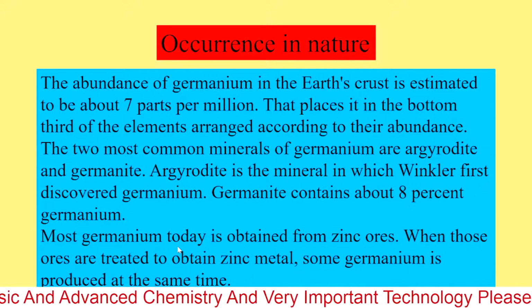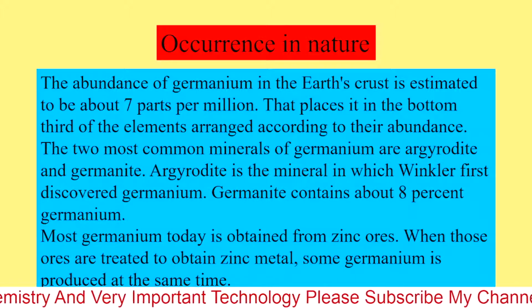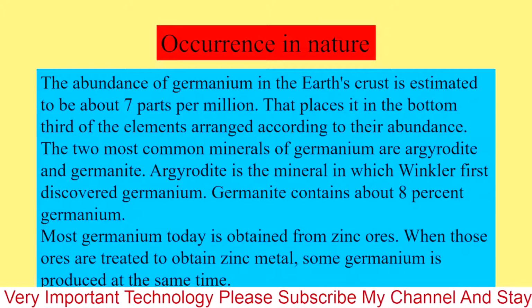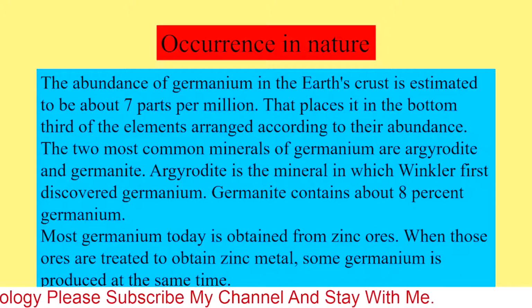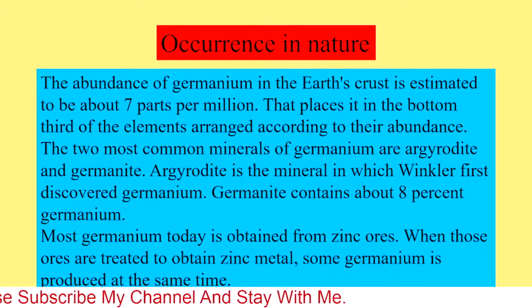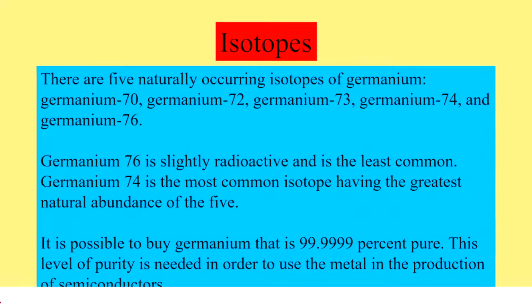When we want to get zinc from the zinc ore, most of the time nowadays we are getting the germanium from that other process, that means from the synthesis or production of zinc from zinc ores.